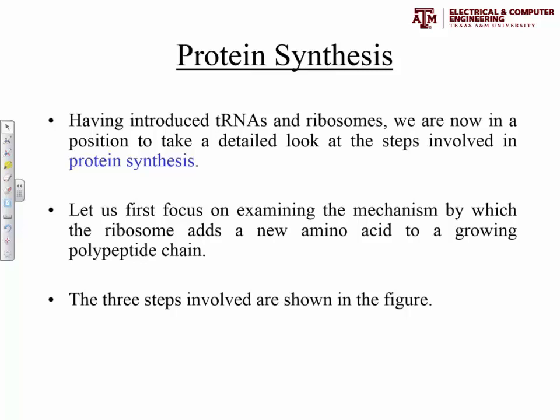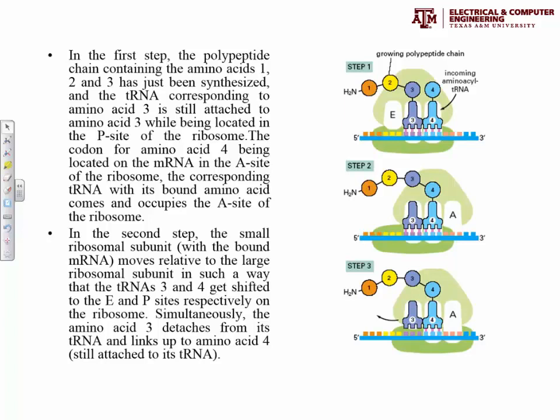So let's first examine the mechanism by which the ribosome adds a new amino acid to a growing polypeptide chain. The three steps involved are shown in the figure, and I'll try to explain the figure. This is all the text that goes with it. First, you look at the figure at the top. This is the small ribosomal unit at the bottom.